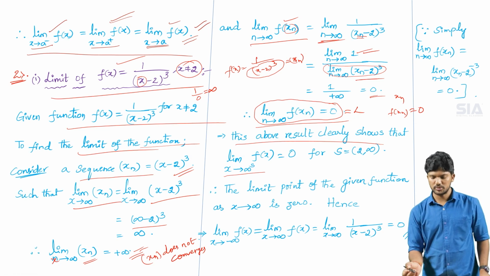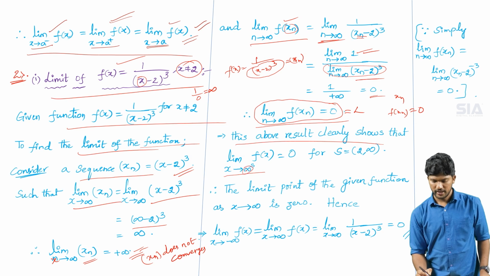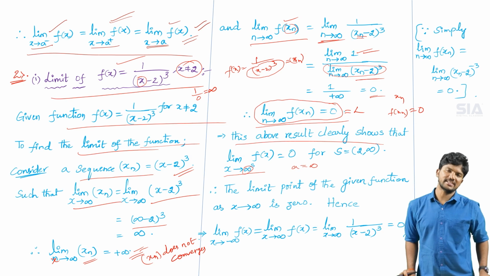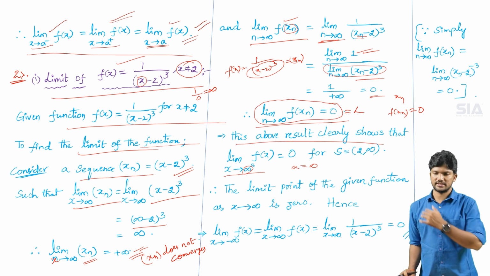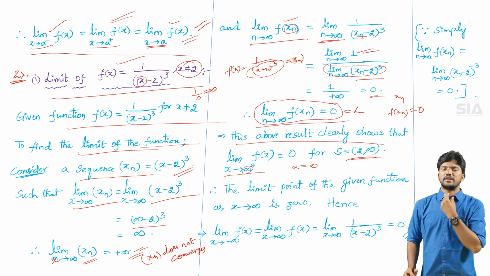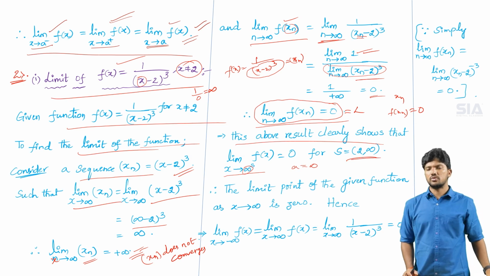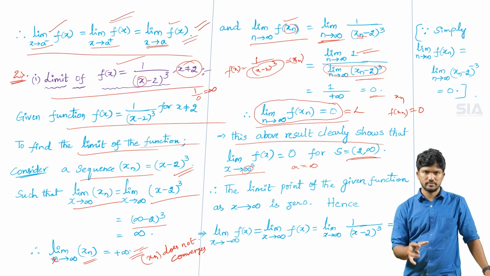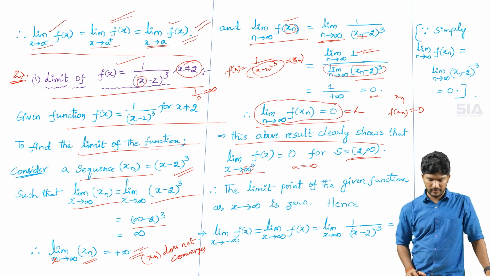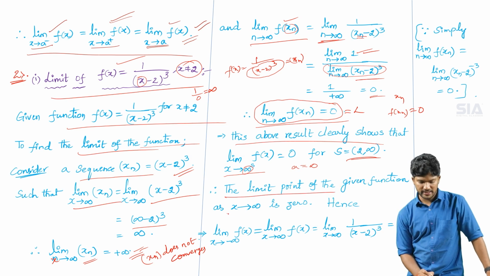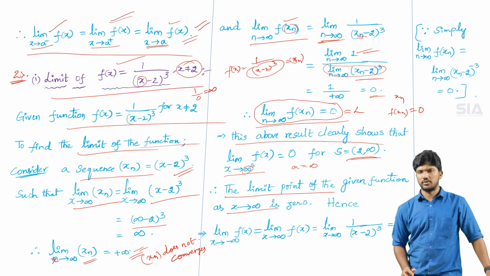So when we substituted, 0 came, since we substituted a is equal to infinity in place of a. Therefore, limit x tends to infinity of f of x is equal to 0, for S is equal to the open interval 2 comma infinity. Okay, unbounded open interval 2 comma infinity. Why? Because if you substitute x is equal to 2, it diverges. So therefore the limit point of the given function as x tends to infinity is 0.